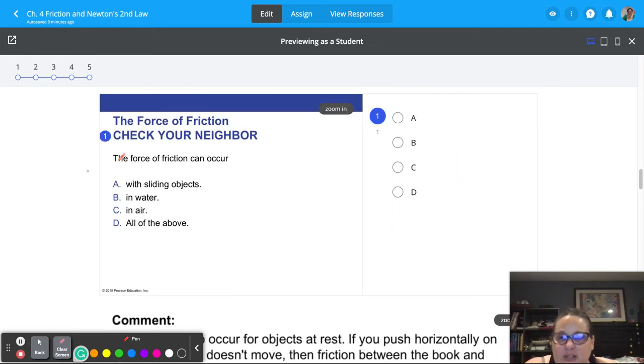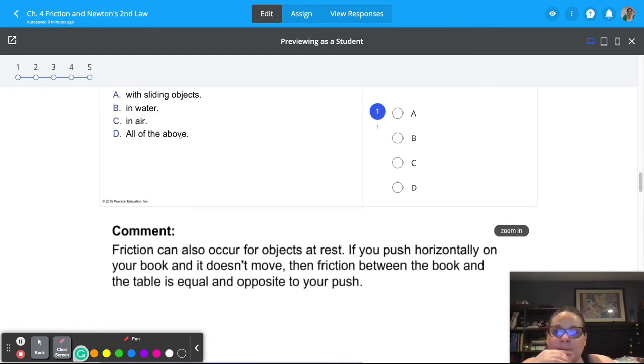All right, the first question: the force of friction can occur with sliding objects, in water, in air, or all of the above. So to have friction, you just have to have two things moving against each other. And sliding objects, yes. In water, in air, both are definitely places that friction can occur.